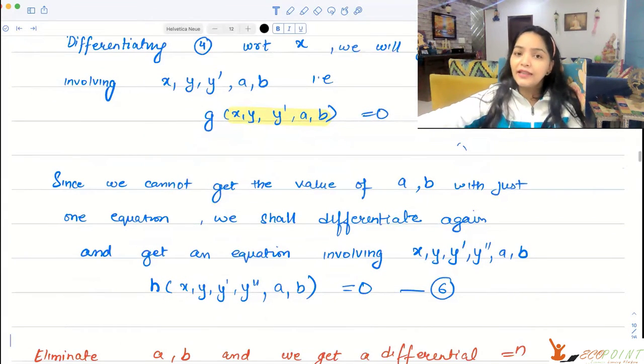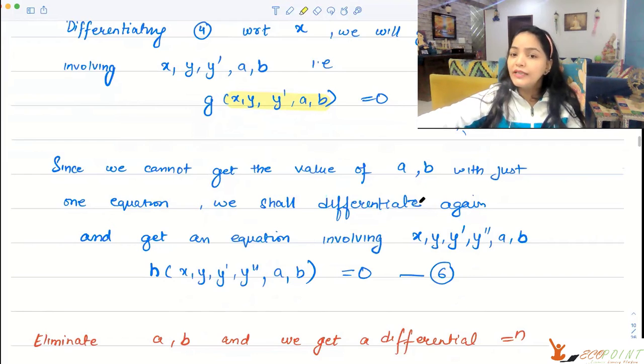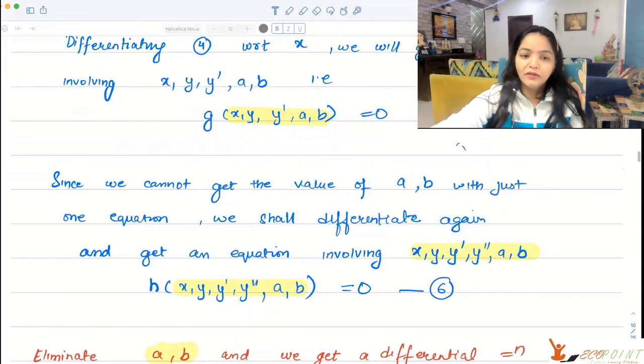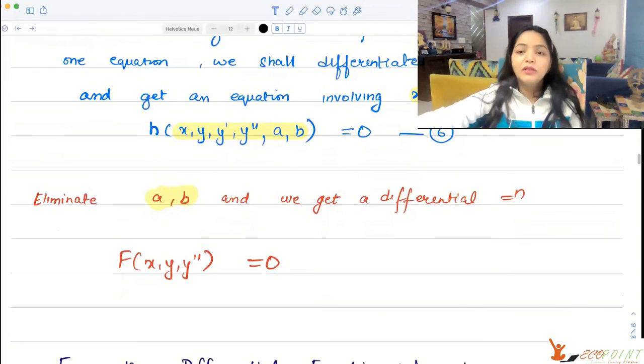So we will differentiate again, and we will get an equation involving x, y dash, y double dash, A and B. So you will get a function which is dependent on x, y dash, y double dash, A and B equal to 0. You will eliminate A and B, and you will get a differential equation which will now consist of y dash, y double dash as well. So x, y, and y double dash as well.